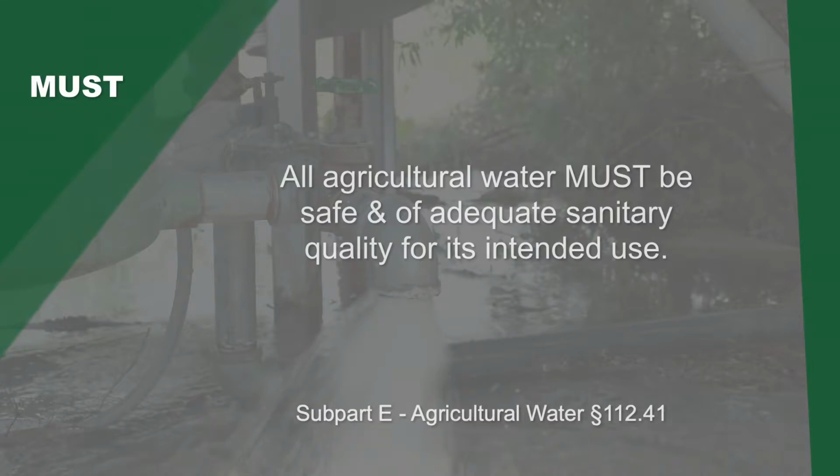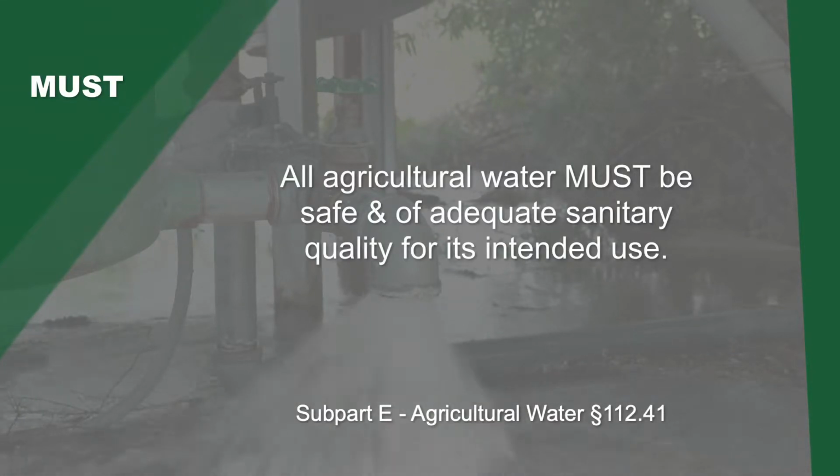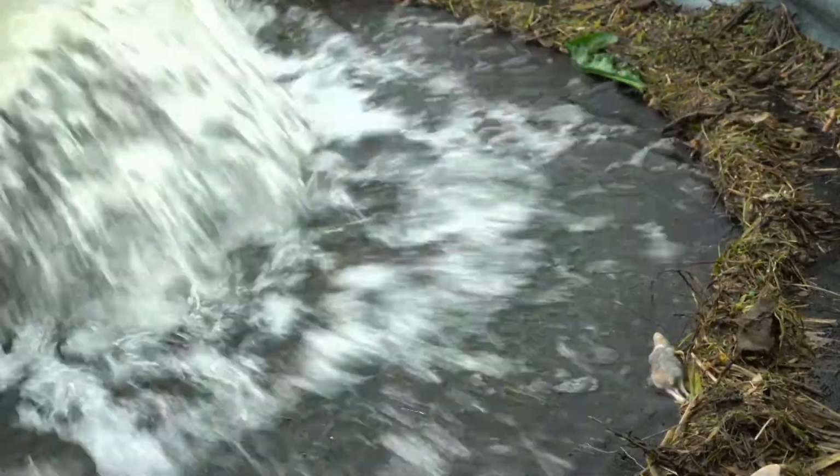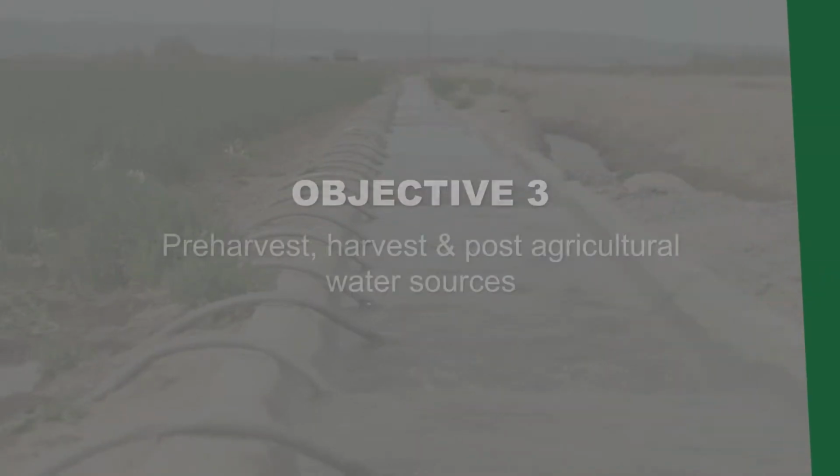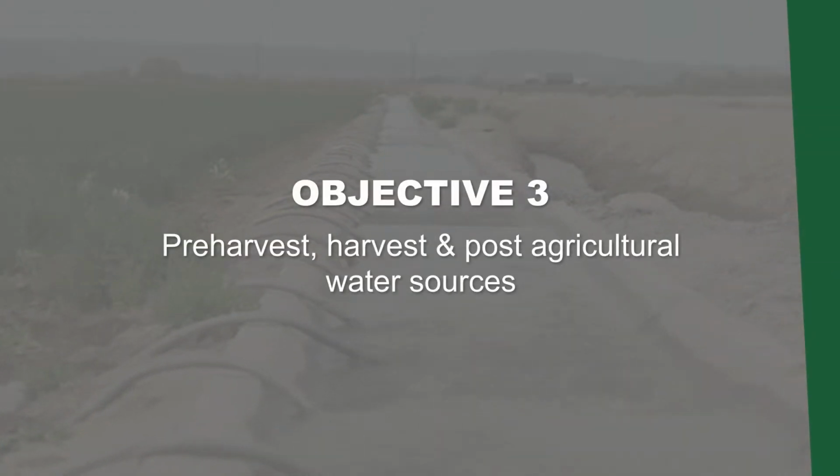The FSMA Produce Safety Rule addresses what requirements apply to the quality of agricultural water. All agricultural water must be safe and of adequate sanitary quality for its intended use. Throughout this video, we will be looking at the different risks related to agricultural water. First, let's talk about agricultural water sources.